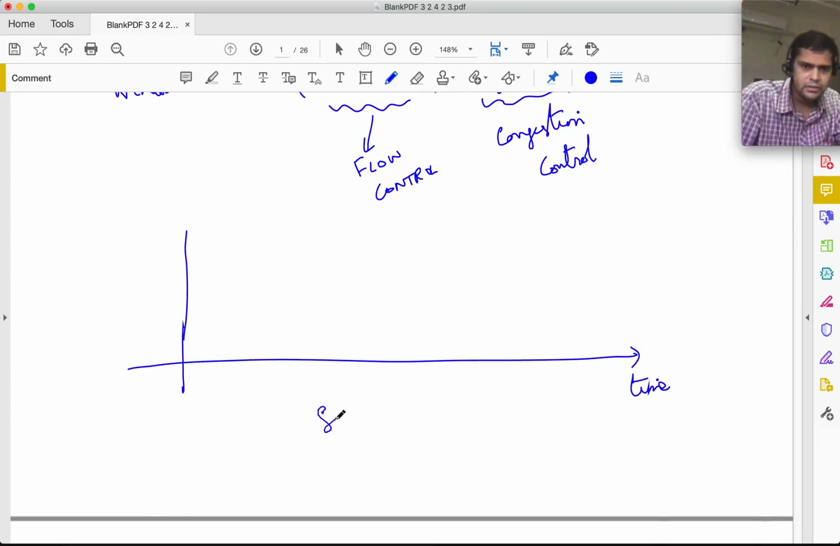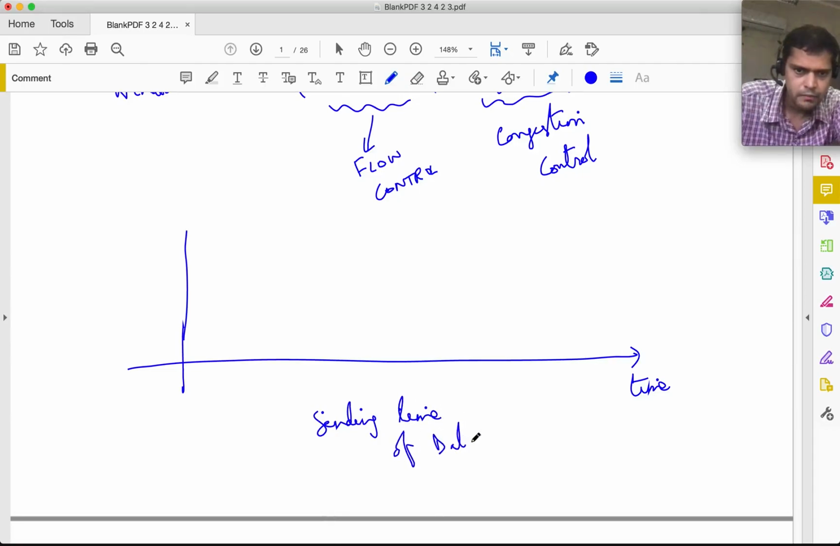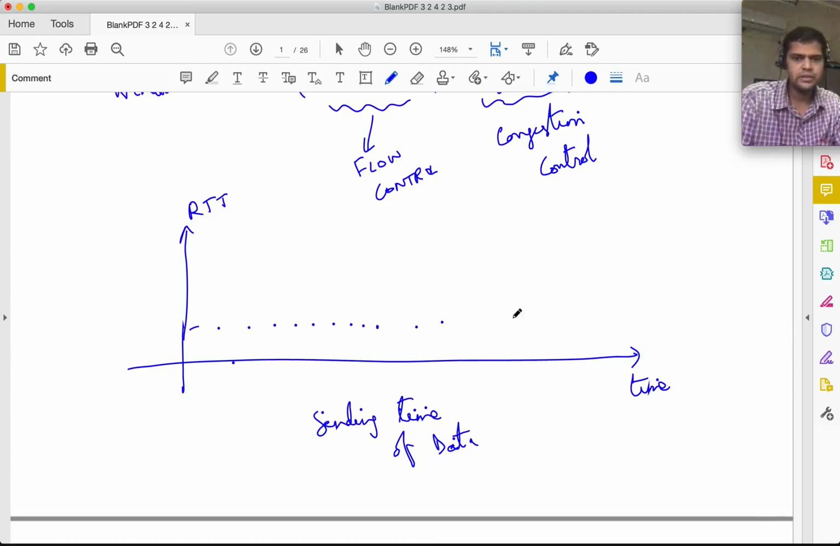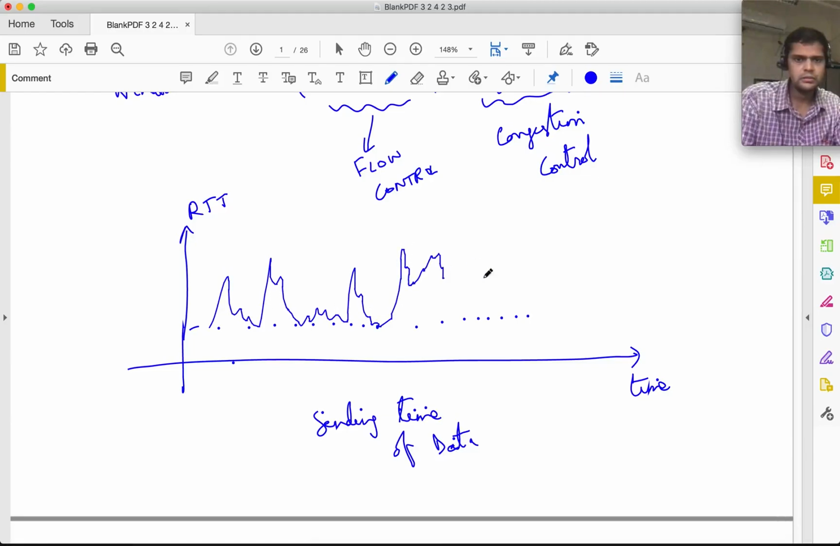This is the time at which packets are sent. So let's say data packets are sent out, and this is the observed RTT. So we said that typically you will see something like this. You will see a minimum delay, and on top of that you will see some increase or decrease. So can you look at this and tell me if congestion is occurring or not?